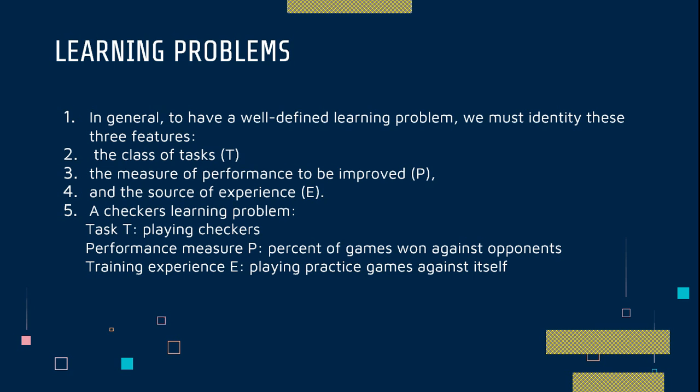But to decide that, you must give the measurement of how you perform. And then the training experience. How are you giving the training experience in this example? By playing practice games. As the number of games played increases, you can say that you increase the experience. So this is called a learning problem.